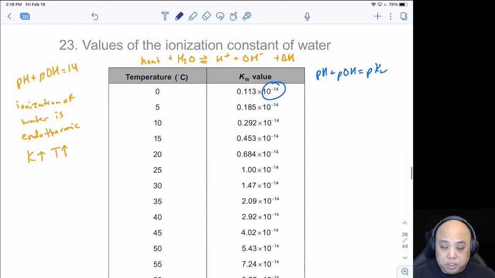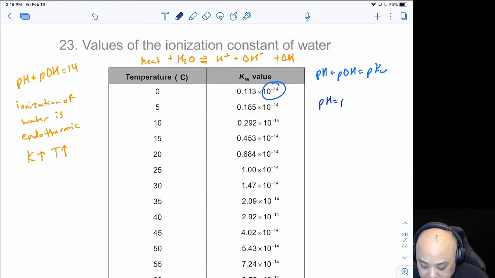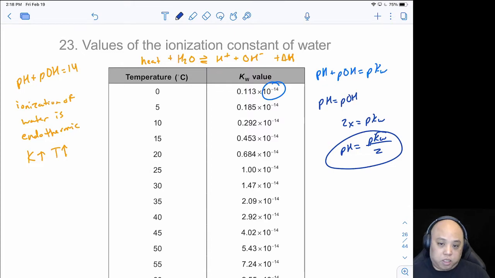For a higher level, you may have to figure out what pH of neutral is. At neutral, pH is equal to pOH. So this would be 2x equals pKw. So then pH of neutral is pKw over 2. As you go higher and higher in temperature, your pH of neutral actually decreases. But that doesn't mean that it's getting more acidic. That means the concentration of H plus is higher, but it also means the concentration of OH minus is higher. So it's not getting more acidic, there's just more H plus in there, but it's canceled out by more OH minus as well. So be careful with that concept.